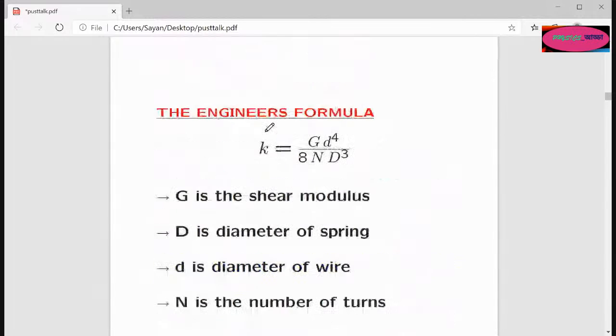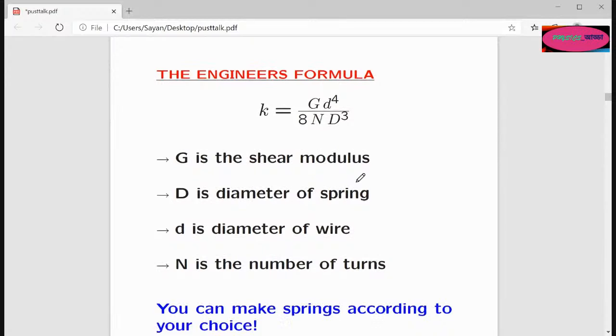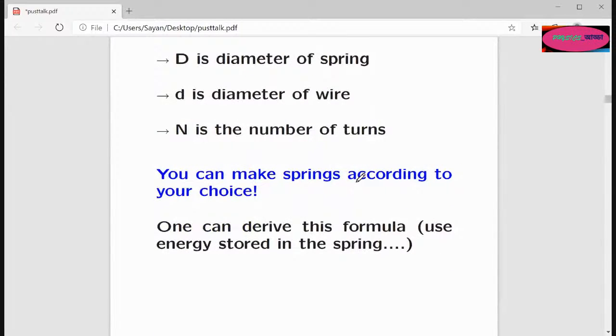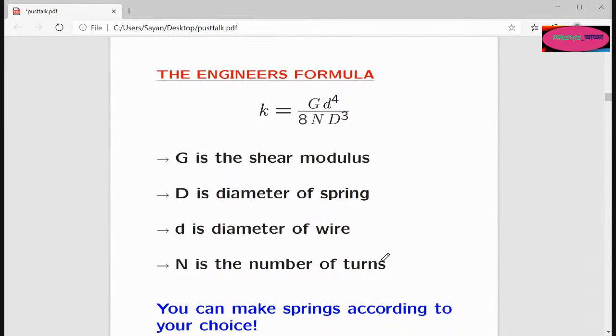Now you can ask me whether I can derive this formula. That's not difficult. You can derive this formula basically using the energy stored in the spring. And if you just search a little bit on the internet, you will find that there are many, many derivations of this so-called engineer's formula for the spring constant.